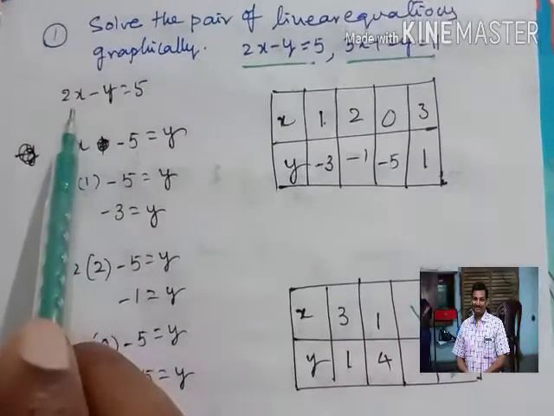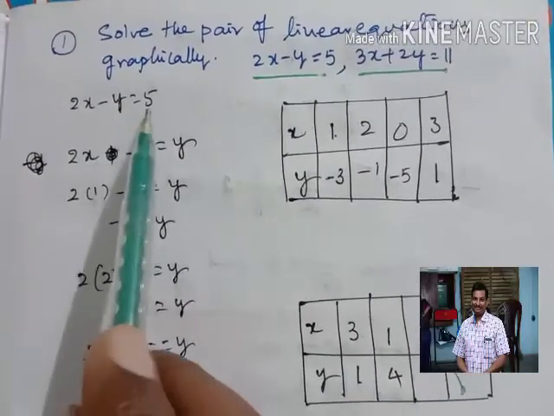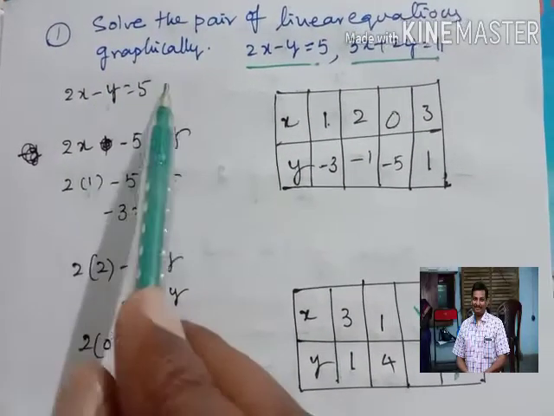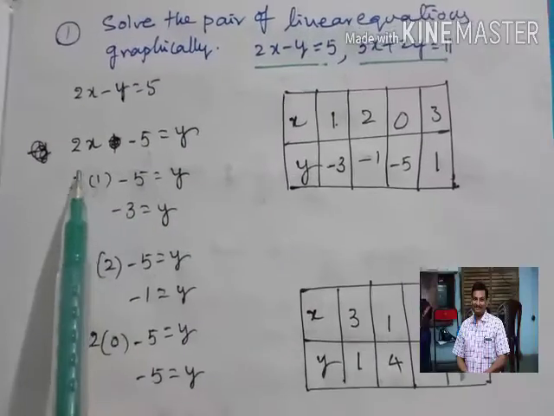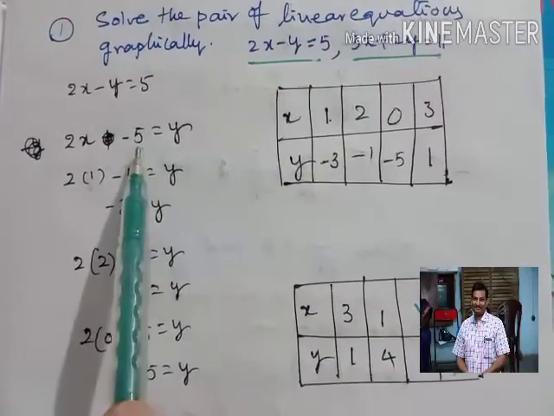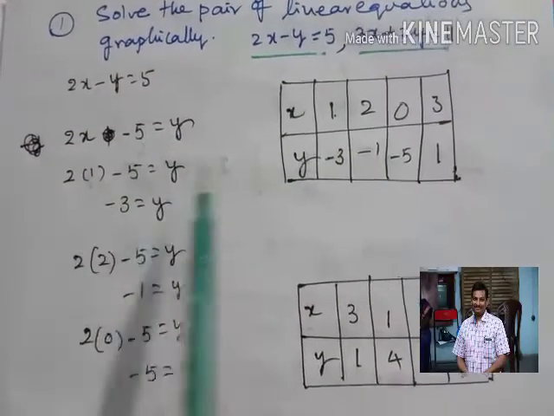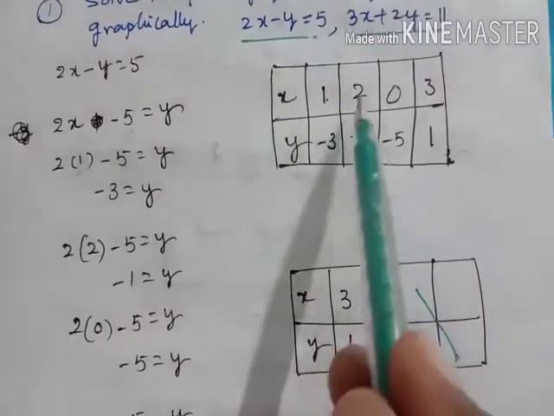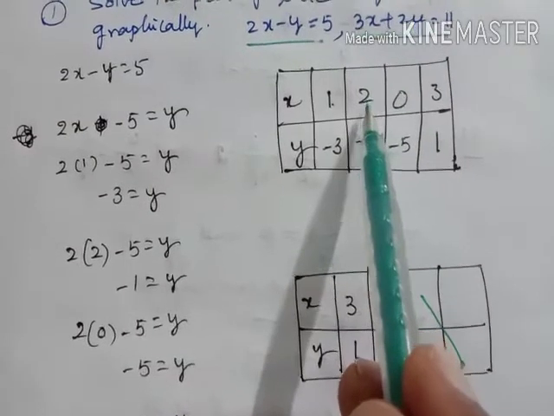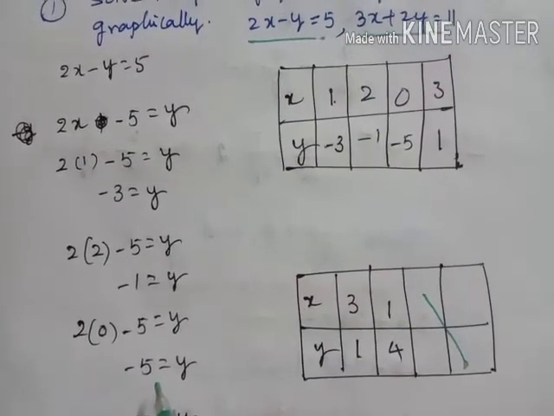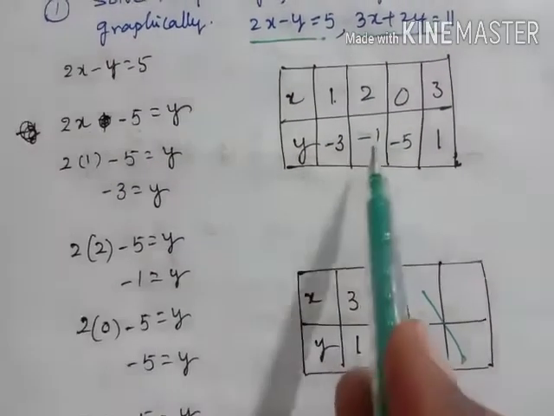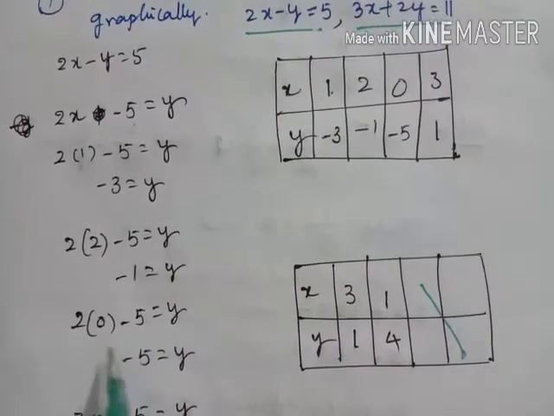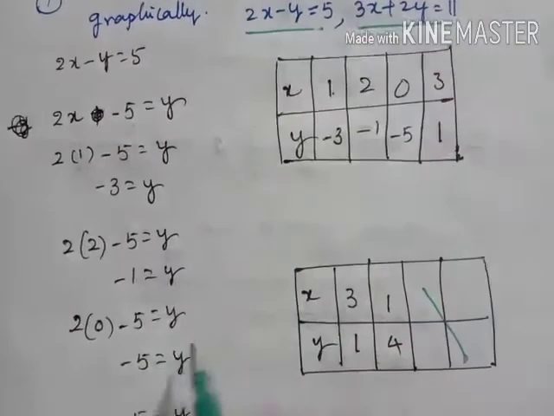So, I am taking first equation 2x minus y is equal to 5. I am transposing 5 to left hand side and y to right hand side. I am getting y is equal to 2x minus 5. Substituting x is equal to 1, I am getting y is equal to minus 3. Substituting x is equal to 0, I am getting y is equal to minus 5.